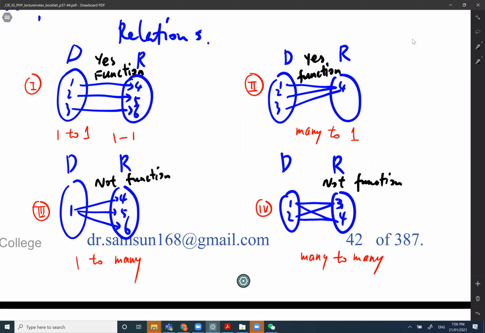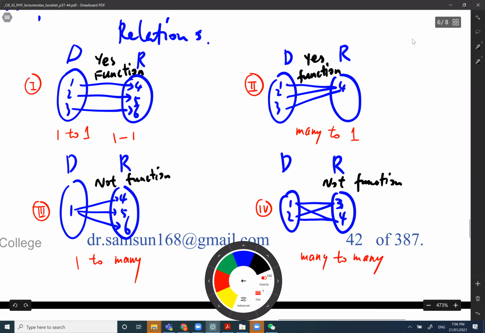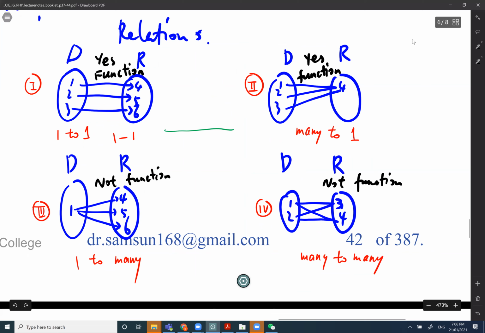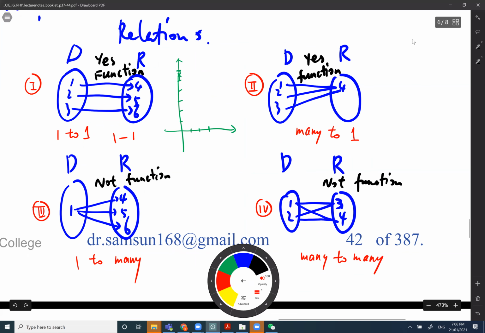Okay, if you sketch the first graph in XY coordinate or Cartesian coordinate system, 1, 2, 3 and 1, 2, 3, 4, 5, 6. What points do we have? We have (1, 4), (2, 5), (3, 6). That's the graph for the first one. Guys, use the same idea. Sketch the second, third, and fourth.